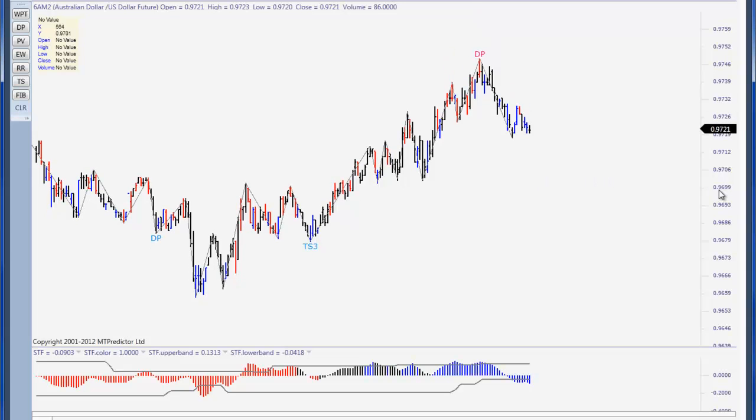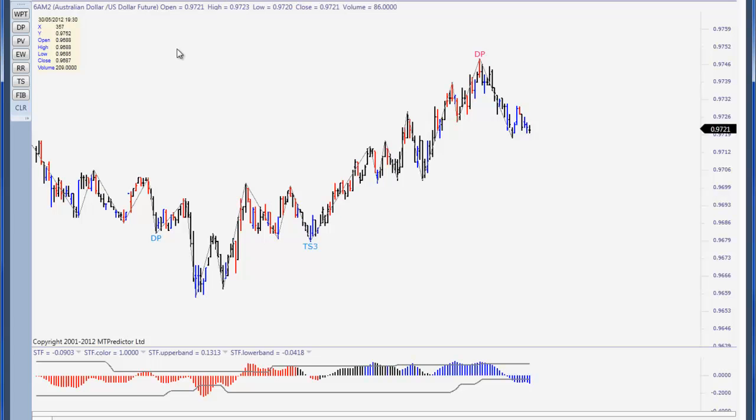In this video I'd like to look at a potential Holy Grail trade setup that's unfolding on the 6A. The 6A is the future of the Australian dollar against the US dollar, and in particular this TS3 buy setup here is what I'd like to look at. So let's go around the constituents, or the parts, we require for a Holy Grail trade setup.